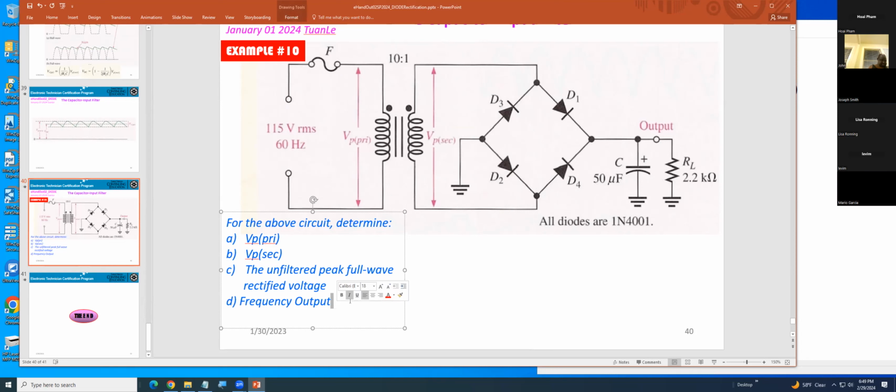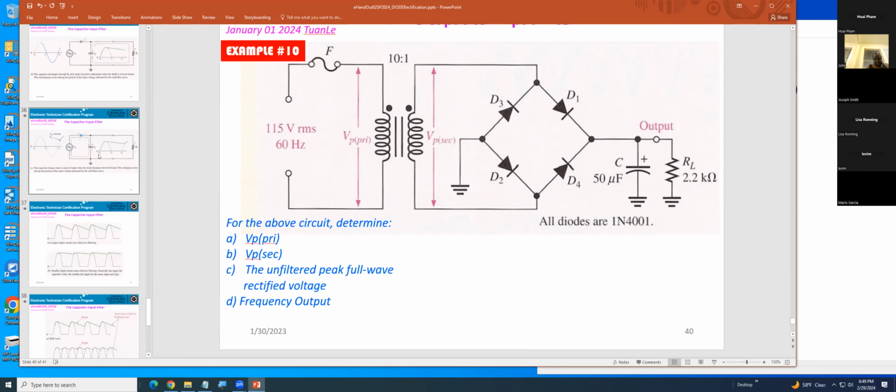But finally, what is the frequency output? Input is 60 Hz. What is the output frequency? 60, so what is it, 120? Can you tell me what the frequency out is? 120. Perfect. In a half wave rectifier, the input and output are the same. In this one here, in the full wave or bridge, it doubles. That's what I want.